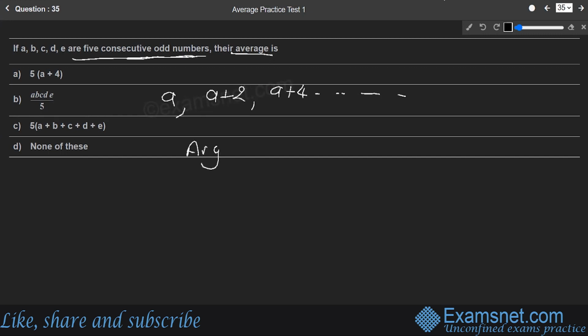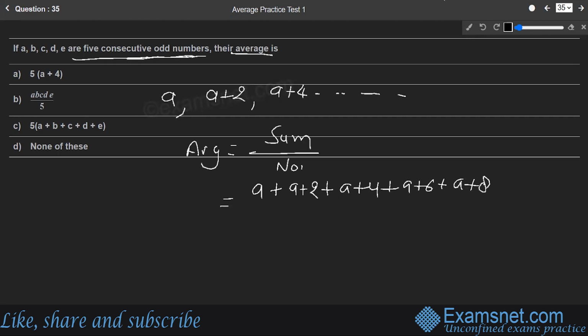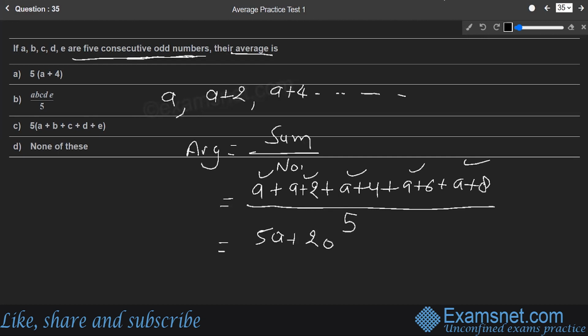Average is always calculated by sum divided by total number, so let us find the sum. First number is A, the next is A plus 2, then A plus 4, A plus 6, and A plus 8. These are the five odd numbers, and their sum is divided by 5 since five numbers are included. This comes out to be 5A plus 20 by 5. Taking 5 common from the numerator, we reach A plus 4. So that is the average of 5 consecutive odd numbers.